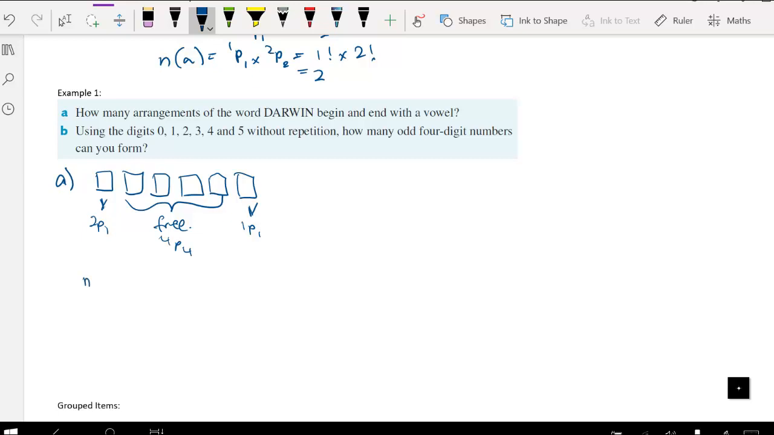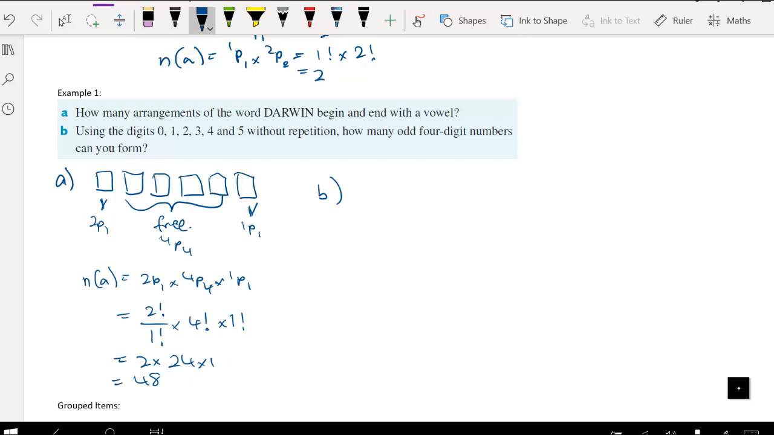So our number of arrangements will be 2p1 by 4p4 multiplied by 1p1, which is 2 factorial over 2 take 1 factorial, so 1 factorial, multiplied by 4 factorial, multiplied by 1 factorial, which is 2 by 24 by 1, and so we've got 48 possibilities that begin and end with a vowel.